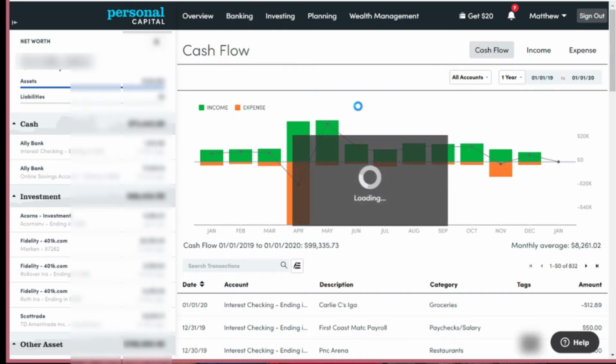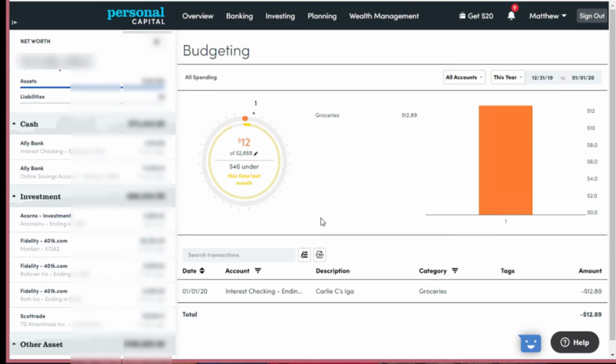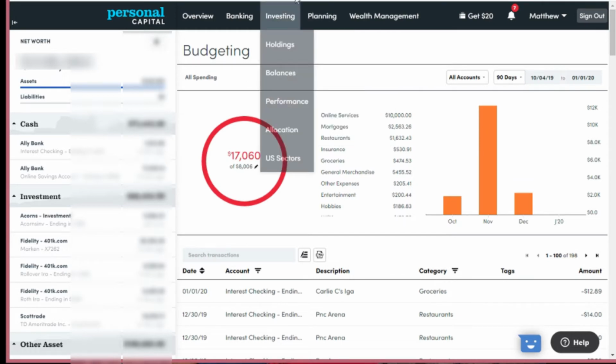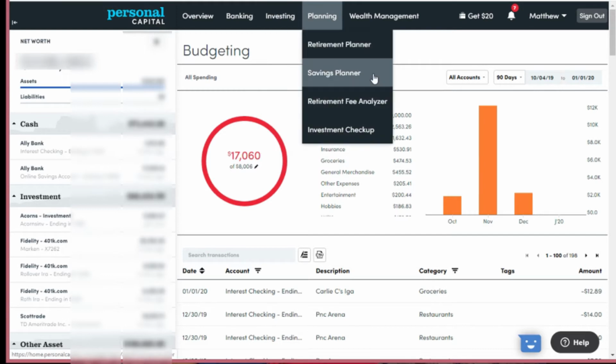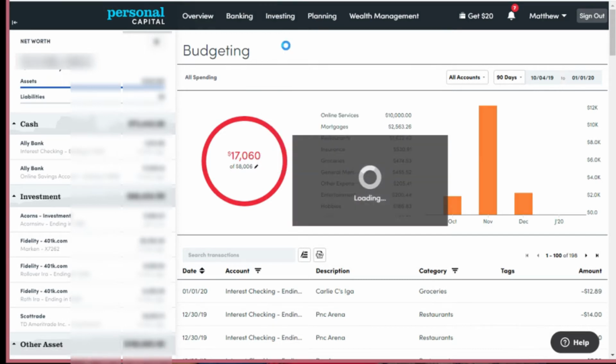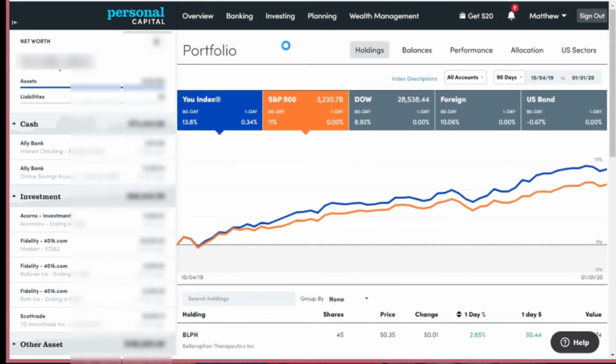And of course here you have your budgeting as well, which we can see. You can make custom budgets, and it's a great way to track your spend, just like you'd see in Mint, although it's definitely better. But the main tool for Personal Capital is how it tracks your investments.